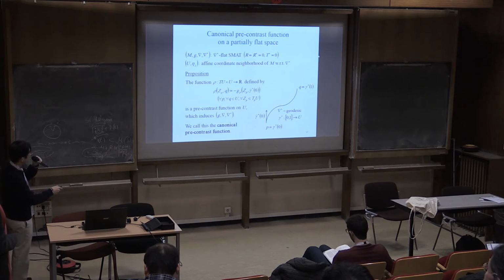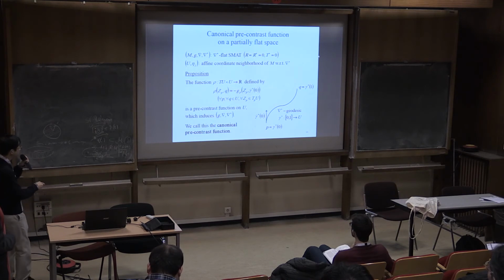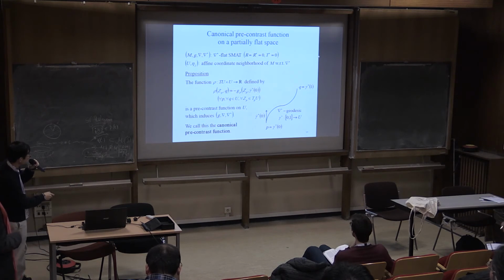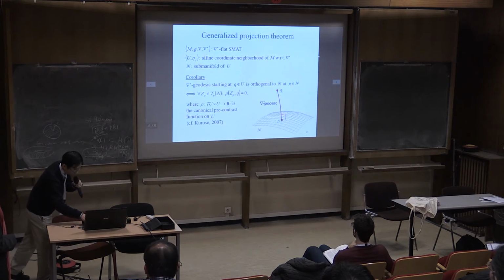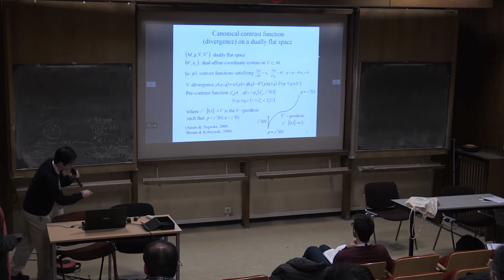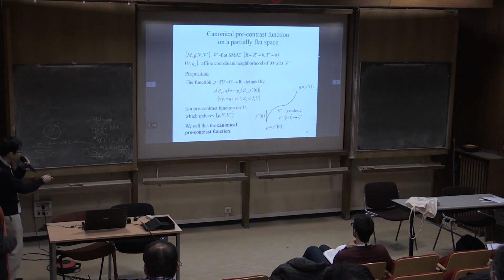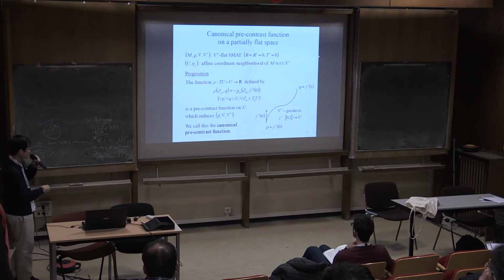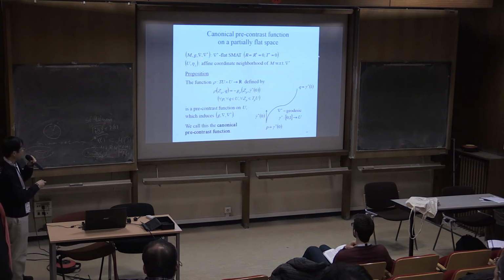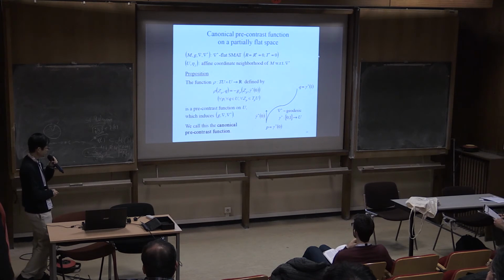In this case, we define this function like this, from this observation, in the same form. Then this gives a pre-contrast function on U, and induces the original Riemannian metric and the dual affine connections. So we call this the canonical pre-contrast function.